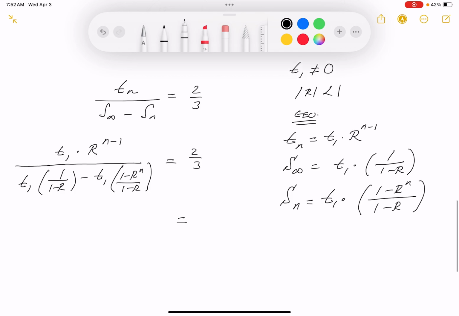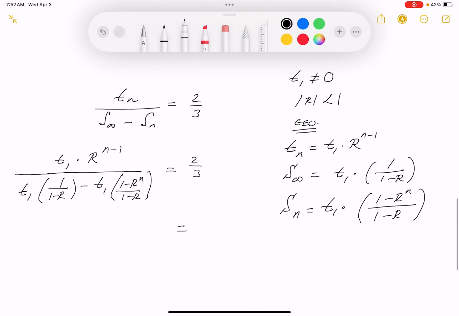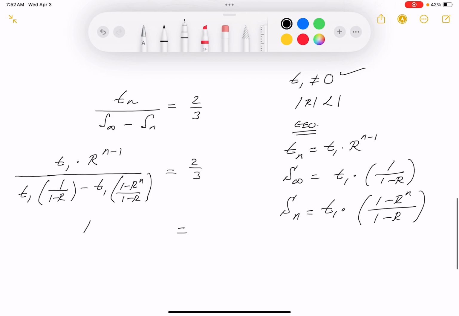Well, the first thing I'd probably do is I realize that the T1s are going to cancel out. They're common factors between top and bottom. And T1's not equal to 0, so I can easily cancel it off. What I'm left with is R to the n minus 1. And what do you get on the bottom? 1 over 1 minus R minus, again, I'm dividing by T1, 1 minus R to the n over 1 minus R. And that's equal to 2/3.